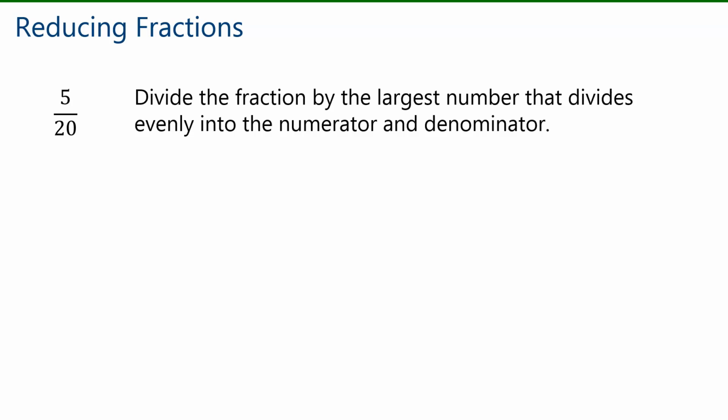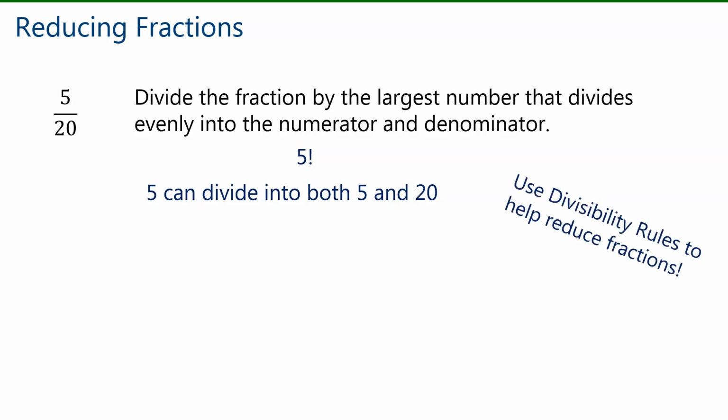So let's have a look at 5 over 20. In order to reduce this, we need to divide the fraction by the largest number that can divide evenly into both the numerator and the denominator. So when looking at 5 and 20, I see that 5 can divide into both 5 and 20. Now when you're trying to reduce, you can think back to the divisibility rules that were learned in a previous grade. They are helpful in figuring out what number can divide into the numerator and denominator.